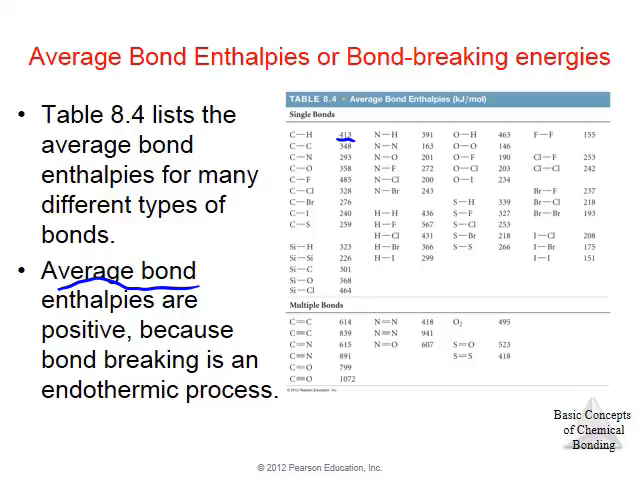Same is the case with other bond energies. So even though in the book these are listed as average bond enthalpies, keep in mind these are nothing but bond breaking energies. They don't write down bond making energies, because bond making energy would be the same in magnitude, but the sign would be opposite, because energy would be given off when you make a bond.